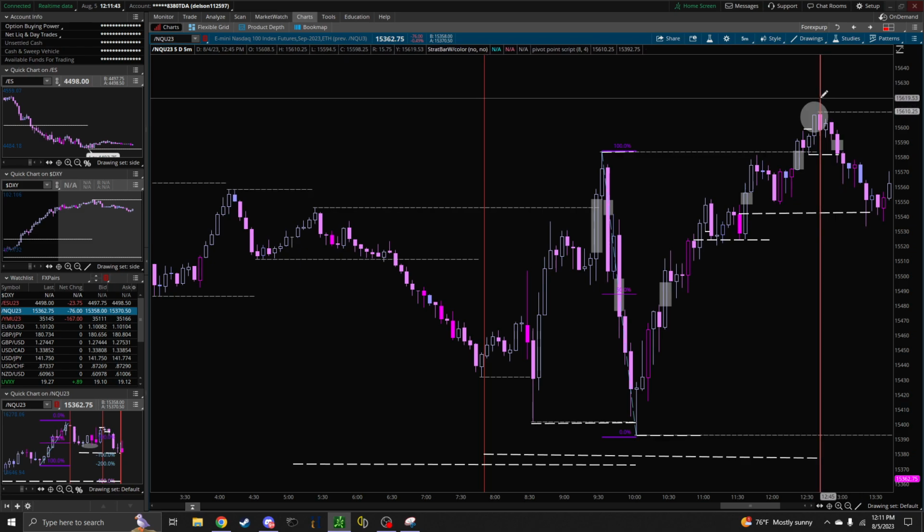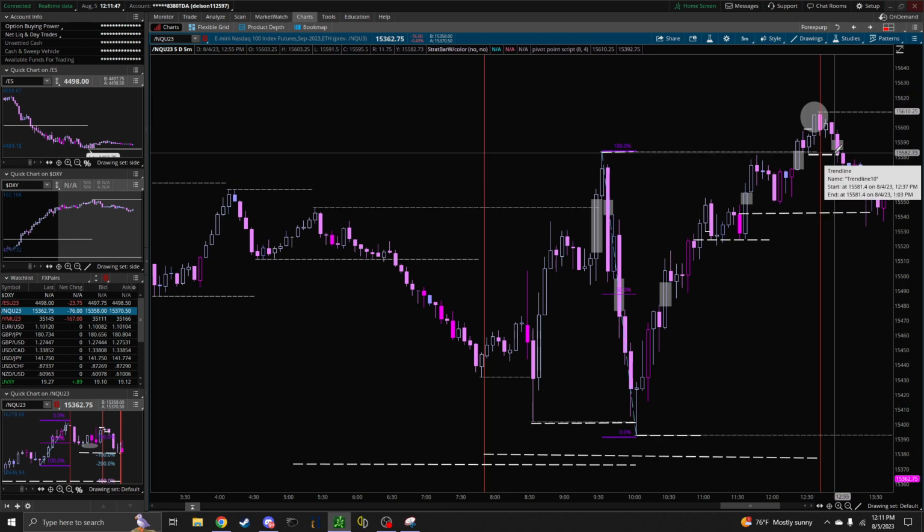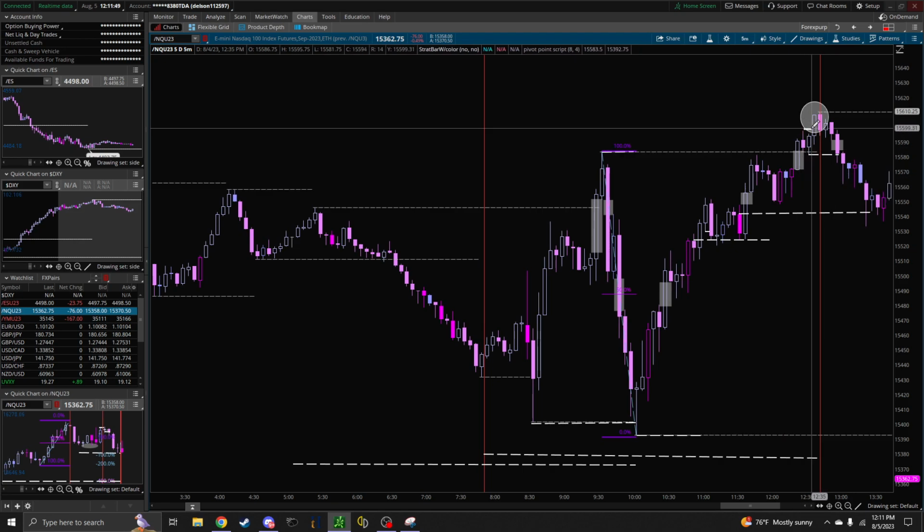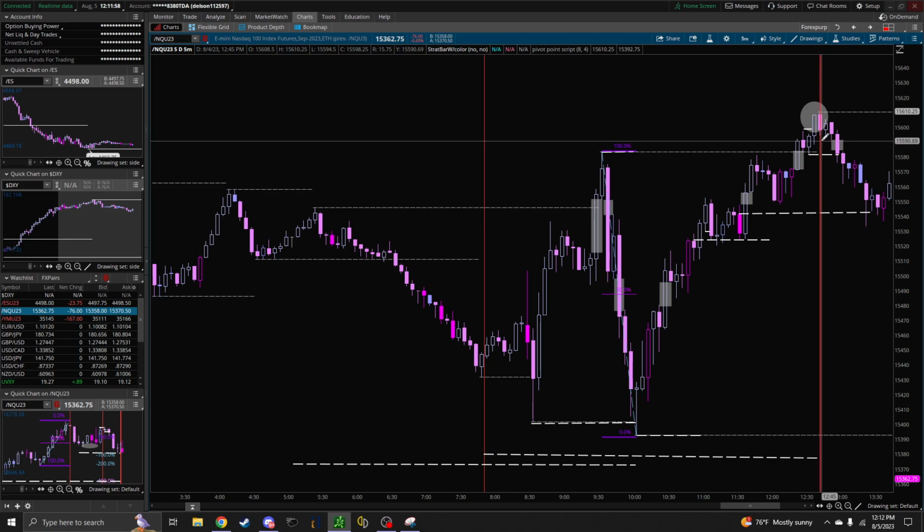So, when we're past this red line here, we know that anything long should not work at all. How do we know that? Buy side taken, which in a vacuum is not going to tell us that. However, we get the signals right afterwards. We get the bearish fair value gap and bearish order block. So you have two, three things signaling to you that the market might want to turn around.